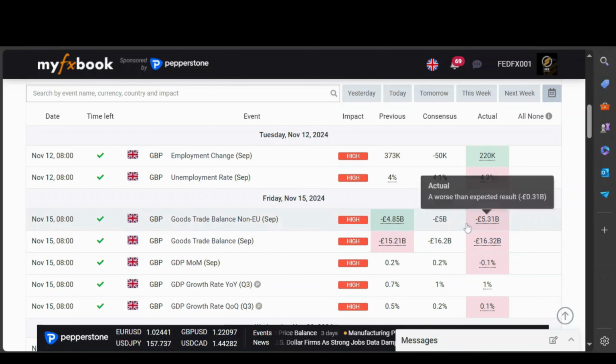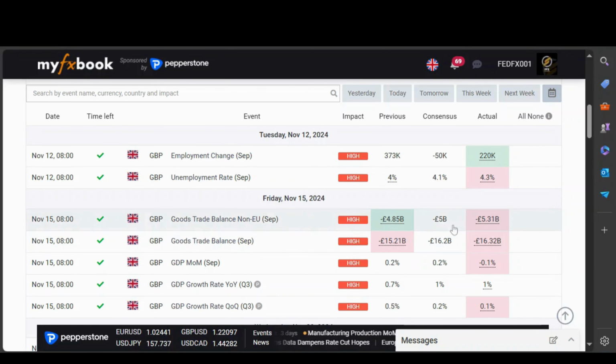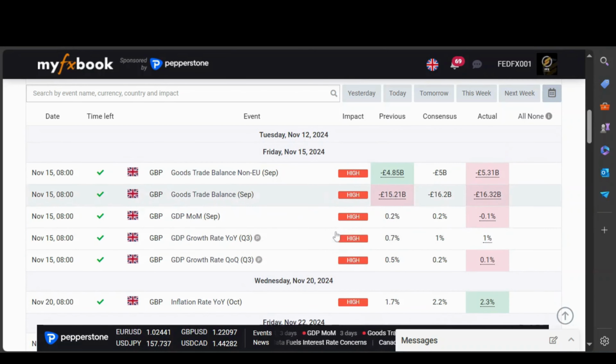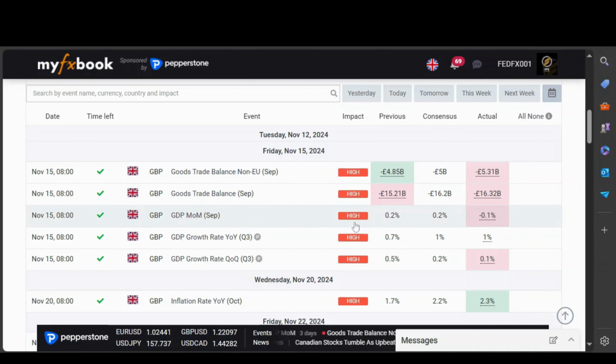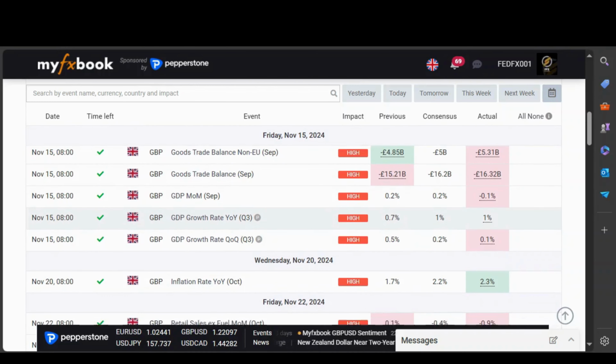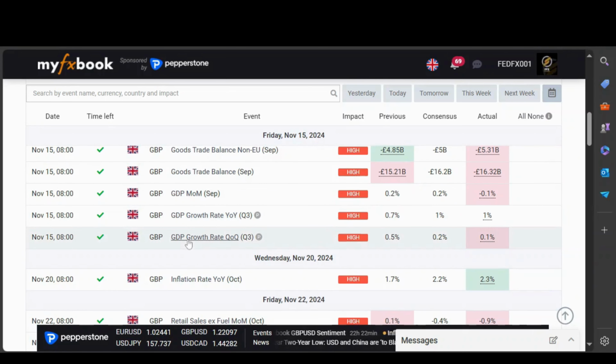Trade balance, we had more deficits. Goods trade balance, we had more deficits. Trade balance, we had deficits upon deficits, right? We had GDP growth month over month decrease by 0.1%. We had year over year at just 0.1% as expected, right? We had 0.3% growth from previous. So overall, these data are slightly positive for the GBP, right?